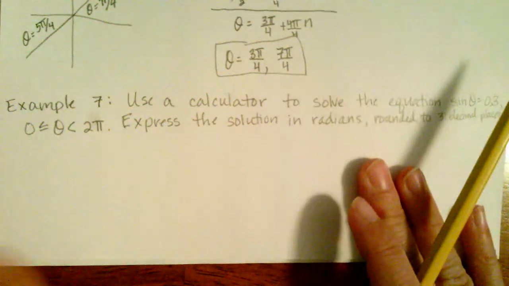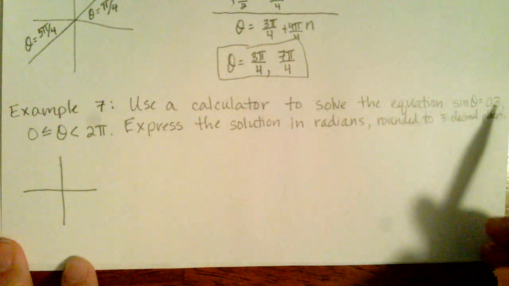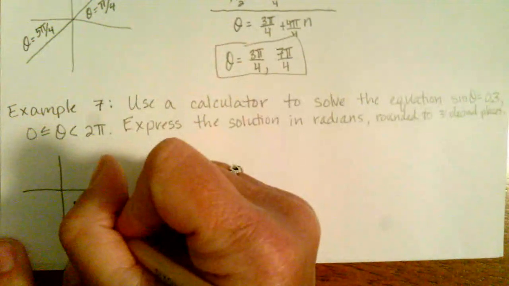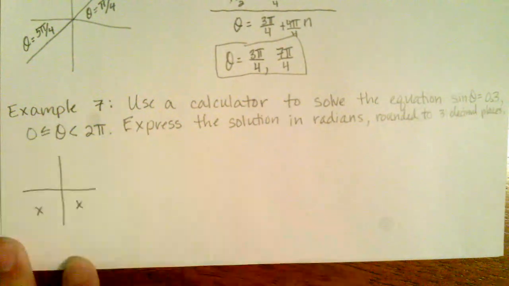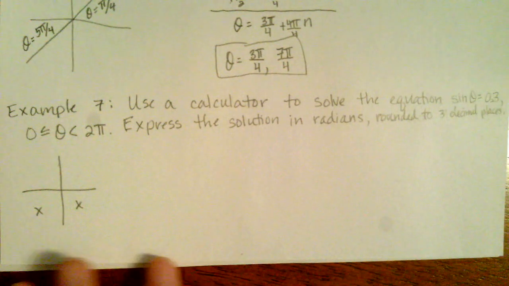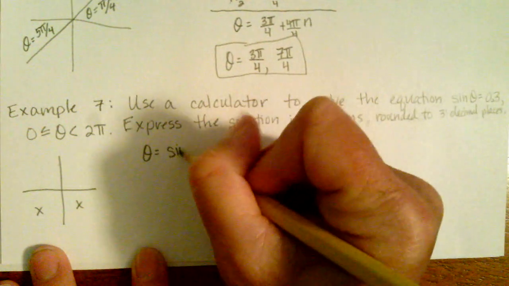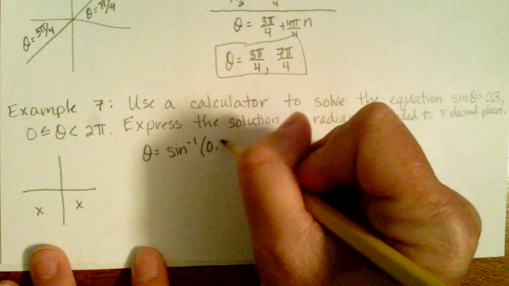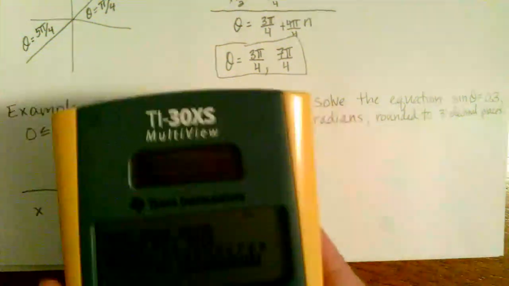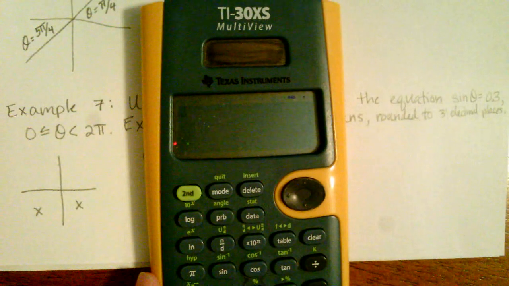So I'm starting this process the same. I'm drawing in my unit circle and I'm thinking, where is the sine positive? So I know the sine is positive in quadrants 1 and 2. So I am crossing out quadrants 3 and 4. So we are going to use the inverse sine. So theta is going to equal the inverse sine of 0.3. Again, very important that you have your calculator in radians.